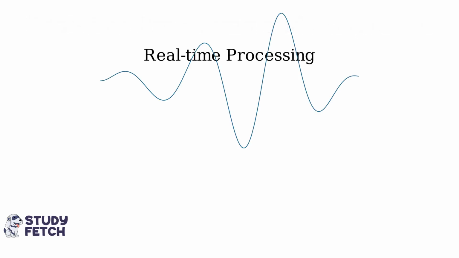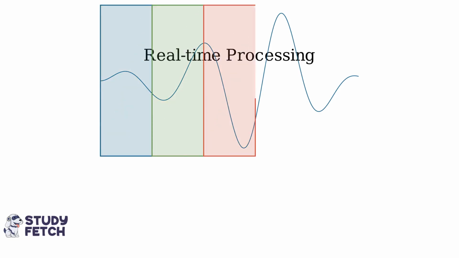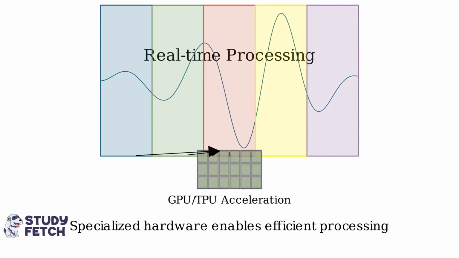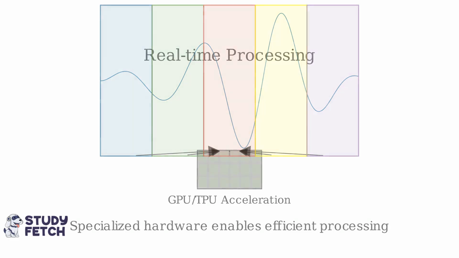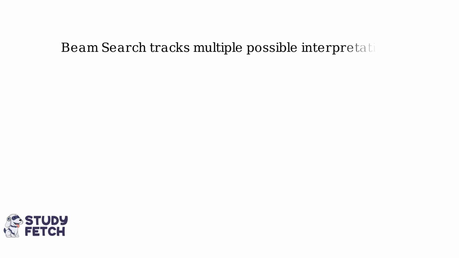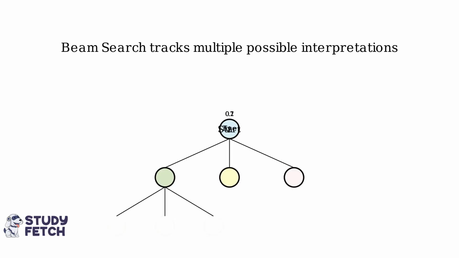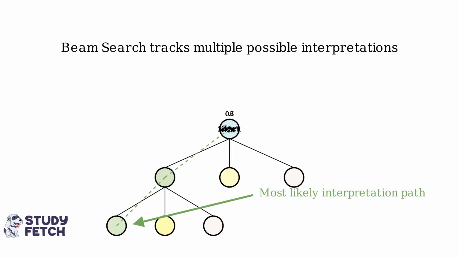Modern AI speech systems operate in real time through efficient algorithms and specialized hardware acceleration. Speech is processed in small chunks as you speak, allowing for immediate responses without waiting for you to finish speaking. One crucial technique used in real-time speech recognition is beam search, which explores multiple interpretation possibilities simultaneously. Instead of committing to a single interpretation, the system maintains a list of the most probable paths, ensuring accuracy even when words sound similar or speech is unclear.